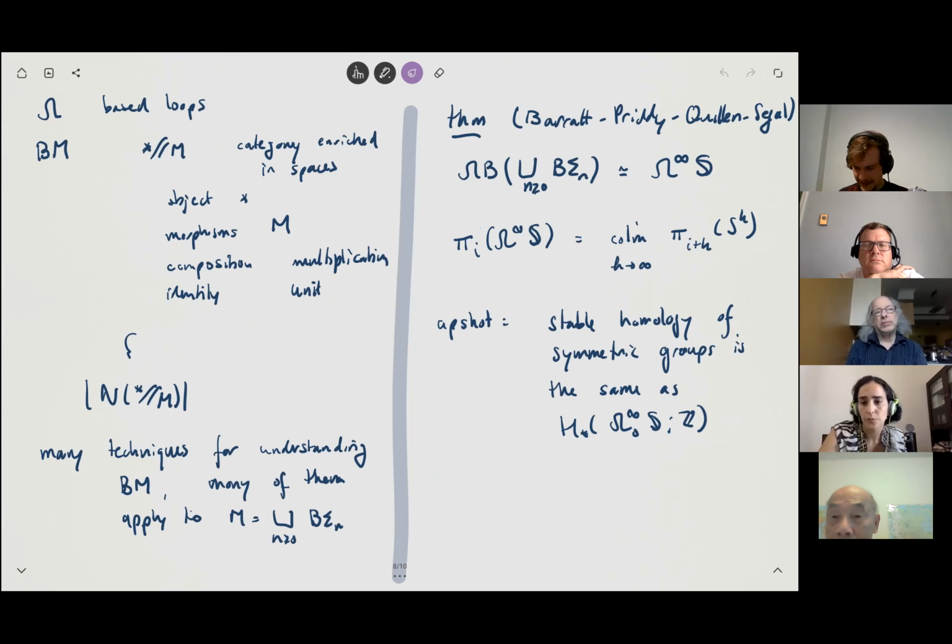Maybe it's most easily said in terms of the zero component. I think you just replace the sphere spectrum by its one-connective cover where you cut off π0 and π1. I'm not 100% sure, so you should check the literature, but I'm sure that we know the answer to questions like that.